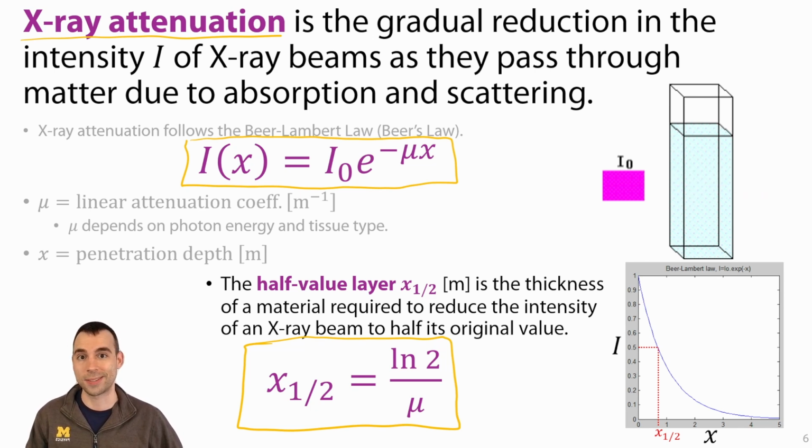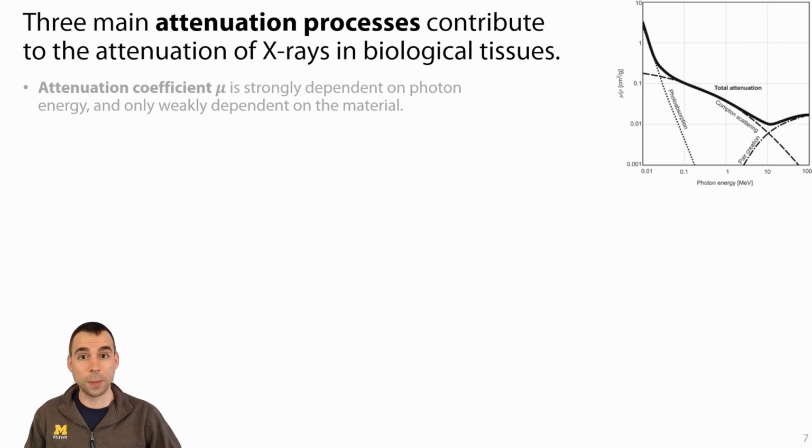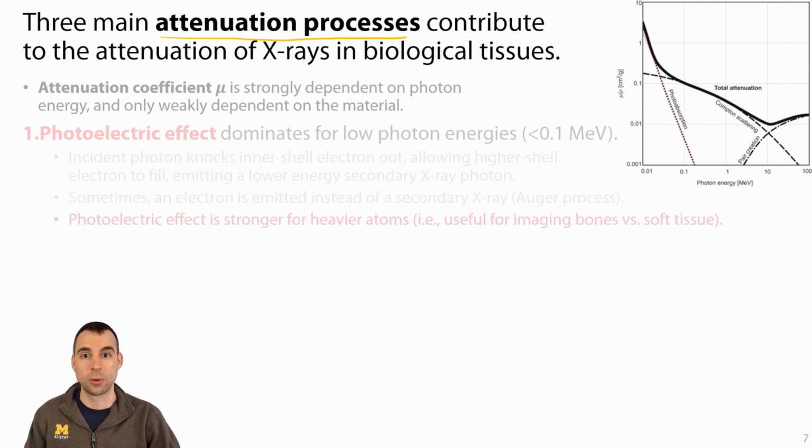This X-ray attenuation process can be used to create images of objects, or essentially also to use X-rays to send radiation into a tissue or material a certain depth. And there are three main attenuation processes that X-rays undergo as they interact with biological tissue.